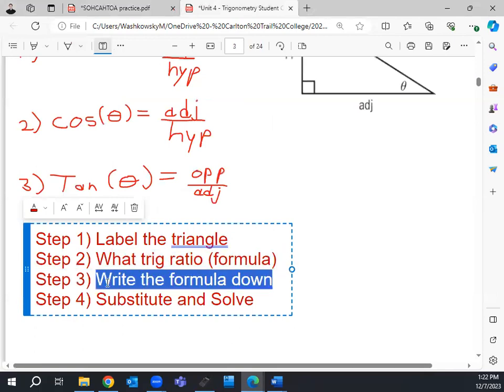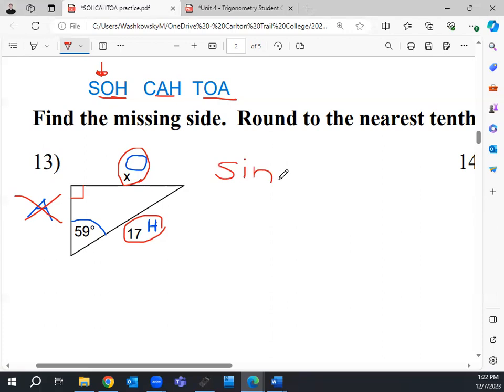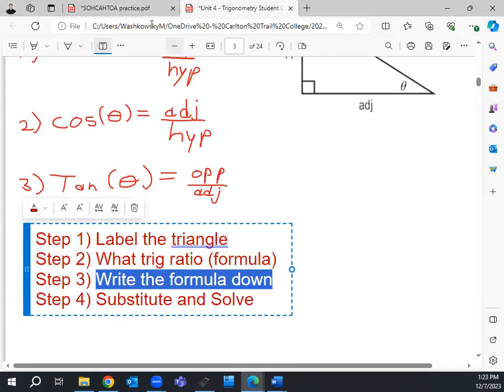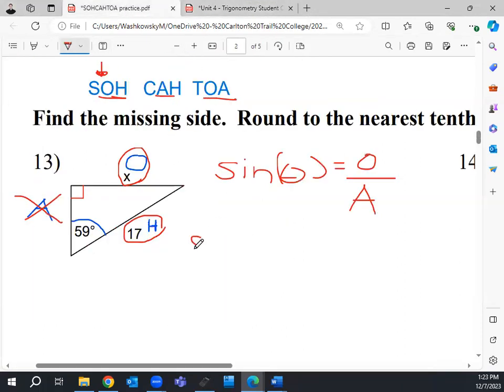And then it's just the same as before. I still write my formula down: sine of theta is equal to opposite over hypotenuse. I still do step 3 the same, and step 4 kind of the same, which is I still need to substitute stuff in. Only in this case, do I know what the angle is? I do, so I'm going to put sine of 59 in here.